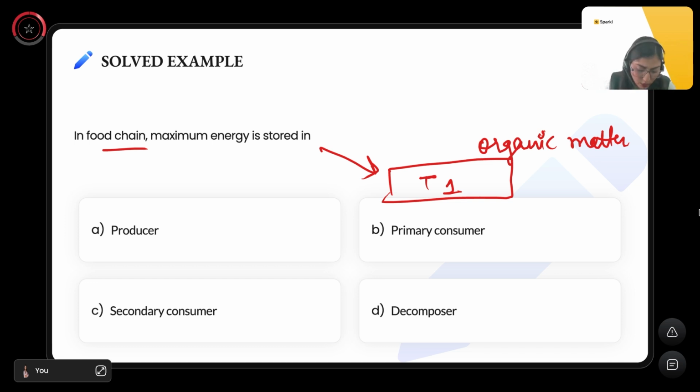Okay, so here as we know that the energy keeps on decreasing, only 10% of energy is being passed on from one trophic level to another successive trophic levels. So the maximum energy, beta, will be with the T1 trophic level, and these are producers. So the correct answer here would be option A. And as we go up on these trophic levels, energy gradually gets stored less. Okay, let us move on to the next question then.